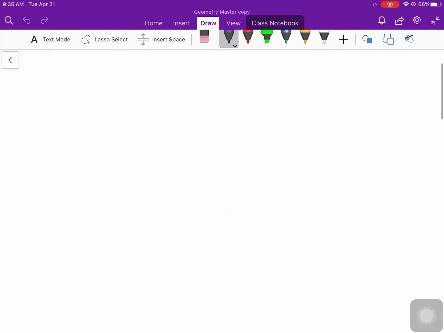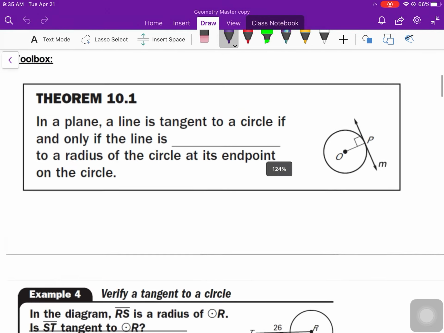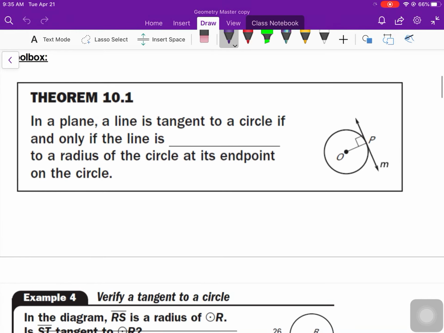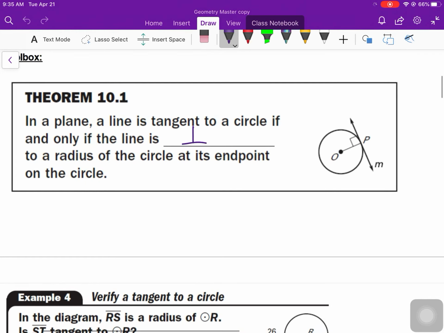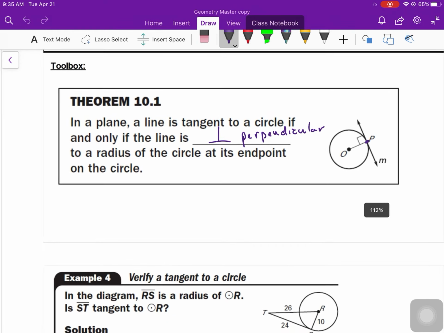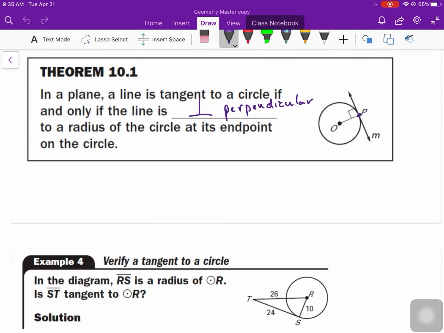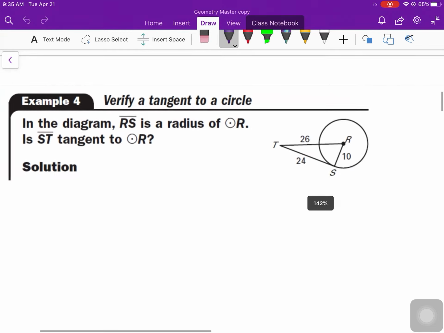So it says, in a plane, a line is tangent to a circle if and only if the line is, if we remember what that symbol means, perpendicular. Okay, so remember, tangent means it intersects the circle in only one spot there. And if that is the case and it's connected to a radius, it's got to be perpendicular.